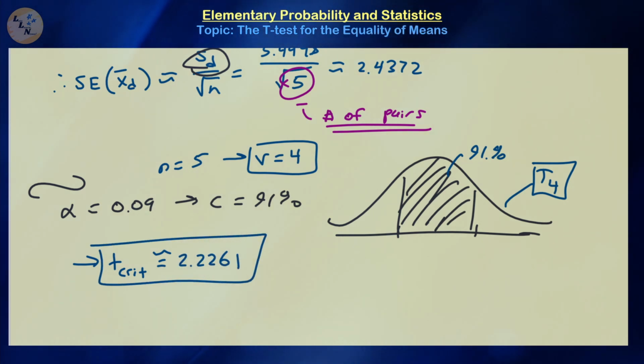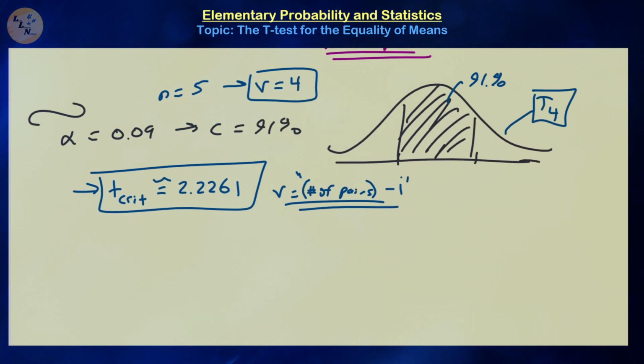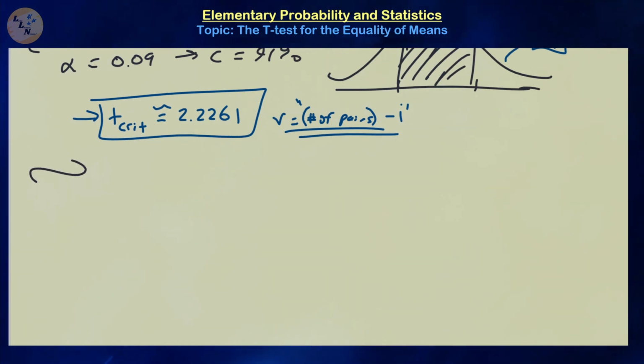2.2261. Once you have your t-critical value, and keep in mind the degrees of freedom is equal to the number of pairs minus 1. Keep that in mind because the other two methods of testing the differences of means are going to have a little bit different degrees of freedom. So once we have that, then we can calculate our margin of error. That's going to be equal to the t critical value times the standard error associated to the estimate, x bar d for mu d.